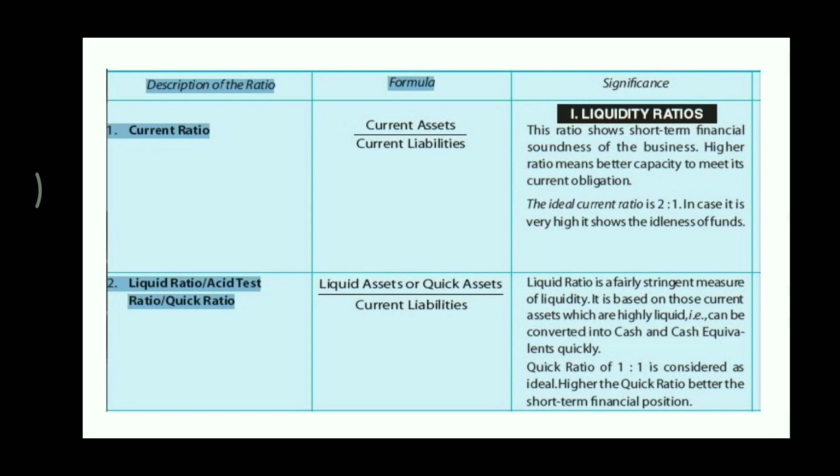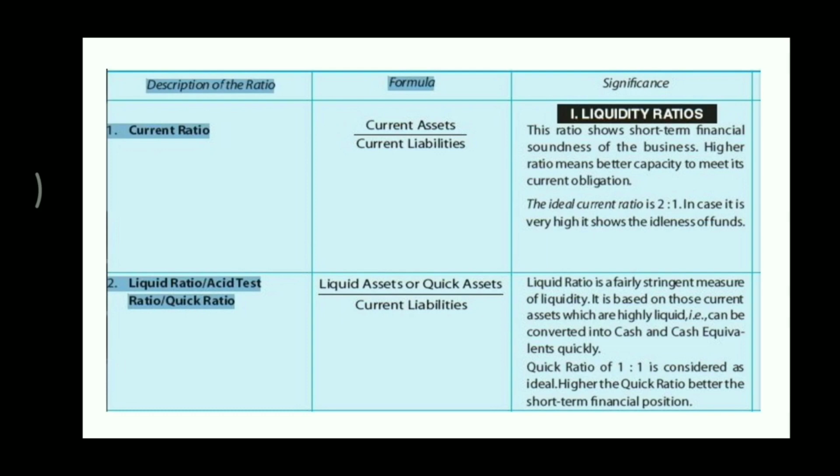So 2:1 means even if you are paying or discharging all the current liabilities. So 2:1 is if current asset is ₹2 and current liability is ₹1. So even if you are paying ₹1, after paying ₹1 also the business is having ₹1 for meeting the business obligations. They will have a sufficient working capital to meet day-to-day obligation of the business.